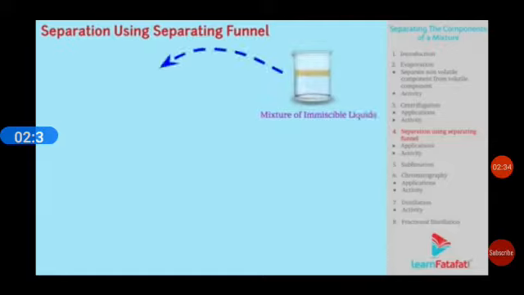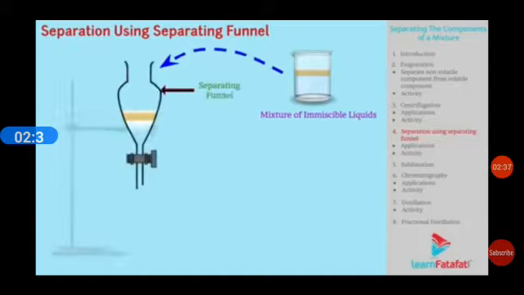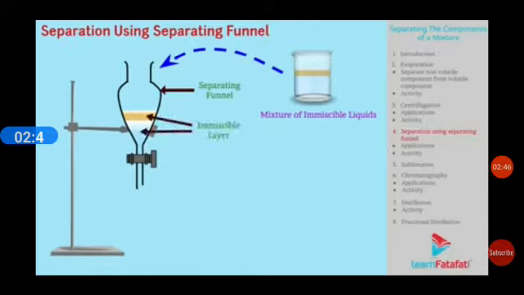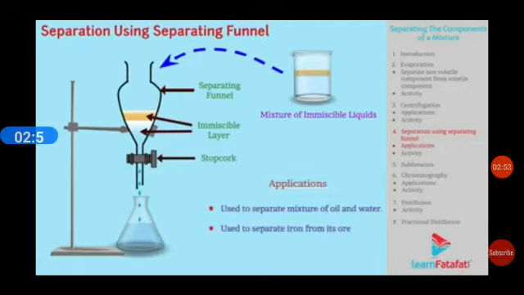Separation using separating funnel. This technique is mainly used in case of mixture of immiscible liquids. This mixture is poured in separating funnel and is allowed to stand still. Immiscible layer of liquids are visible, which can be easily separated by opening stop cork. Applications. Let us now have a look on activity.